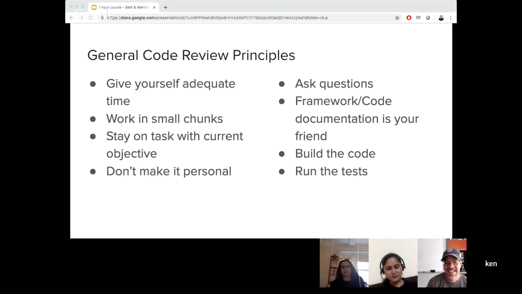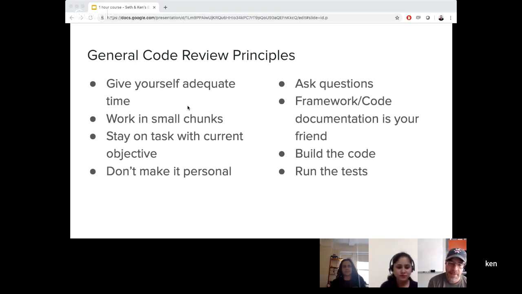That's fine. But this is where framework and code documentation is your friend, along with the people and resources that you have. That's why we spend so much time profiling the application and figuring out what it's doing, because we want to know what documentation and resources exist for that specific language and framework.